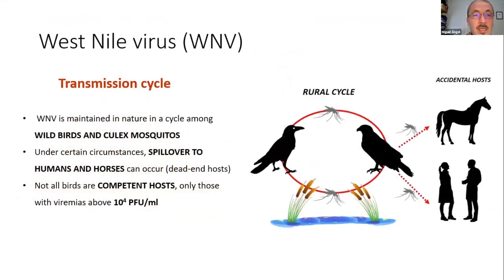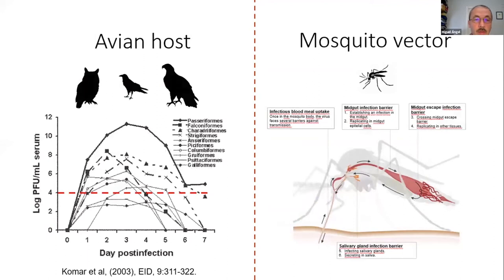The transmission cycle establishes between wild birds and mosquitoes, mainly Culex mosquitoes. For a bird to transmit the virus to a mosquito, the virus must reach viremias above 10 to the 4 plaque-forming units per milliliter. So if the host reaches this viremia, a mosquito that bites this host can acquire enough virus to get infected and then transmit the infection. We can see a little bit more in detail how it happens.